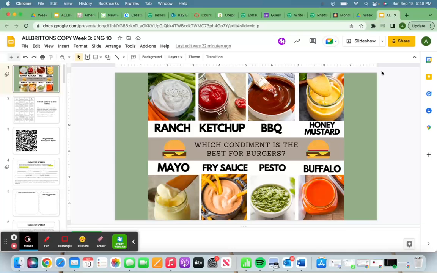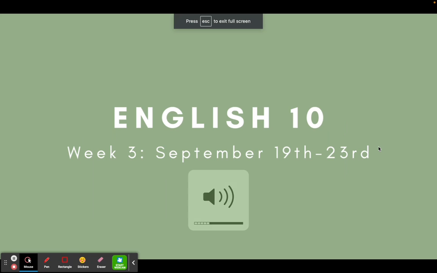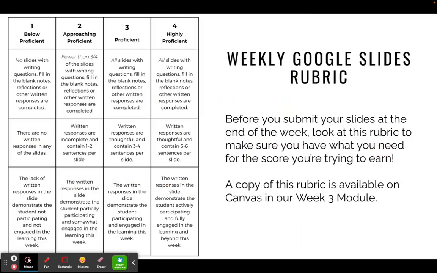Okay, if you are watching this video, it is because you are in my English 10 class for either second or sixth period, and you were gone at some point this week. So this is for week 3, September 19th through the 23rd. This week we are starting our first unit.